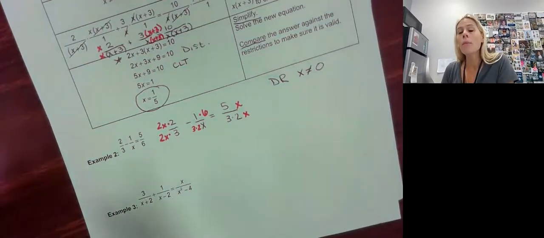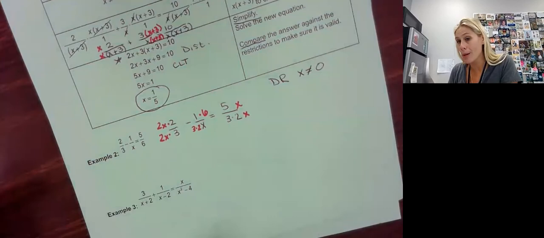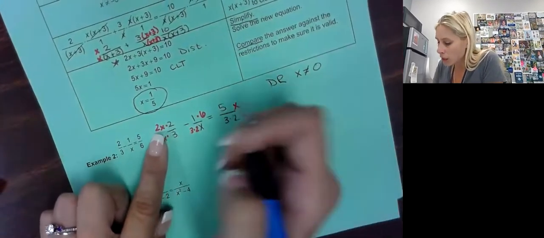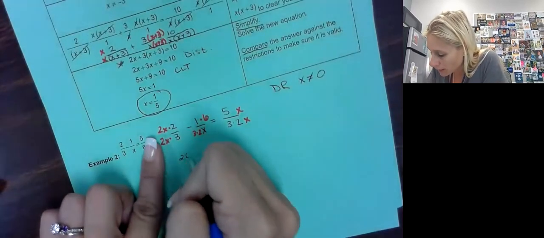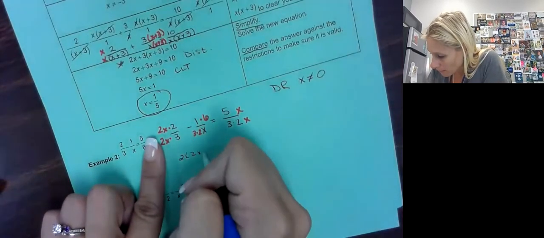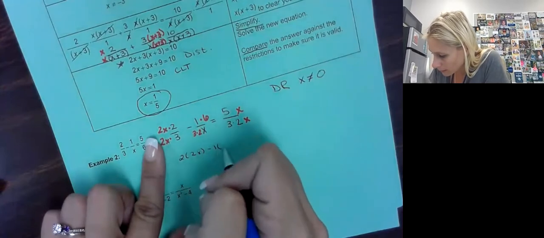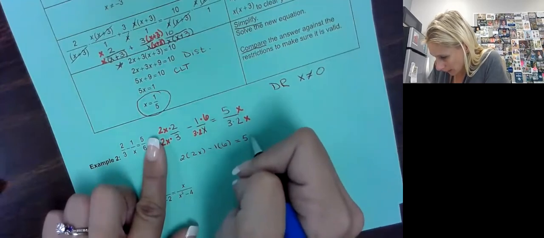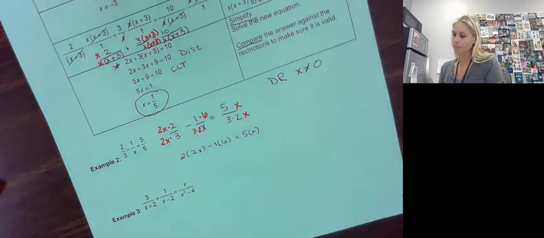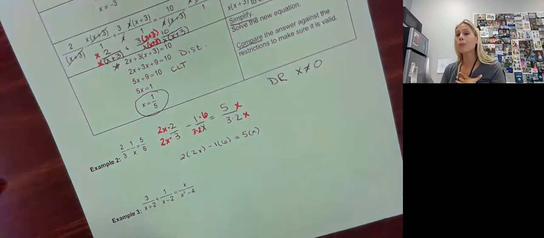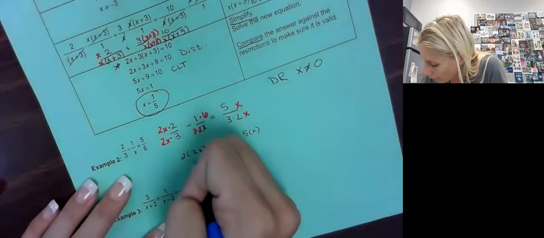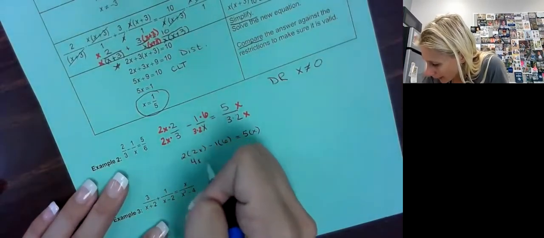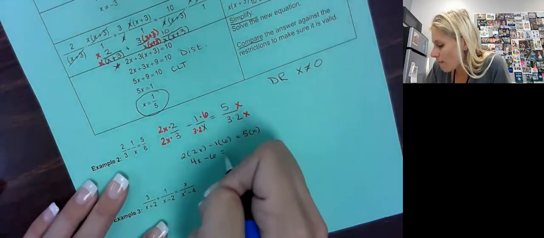Okay, now because our denominators will cancel out with each other, we can ignore the denominators and look at our numerators. So I have this 2 times 2x minus 1 times 6 equals 5 times x. Now I know most of you might have already done that multiplication. I'm just doing it step by step. So I get 4x minus 6 equals 5x.